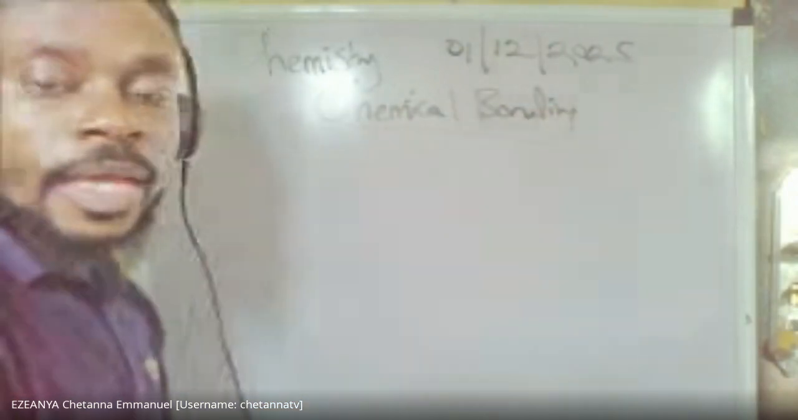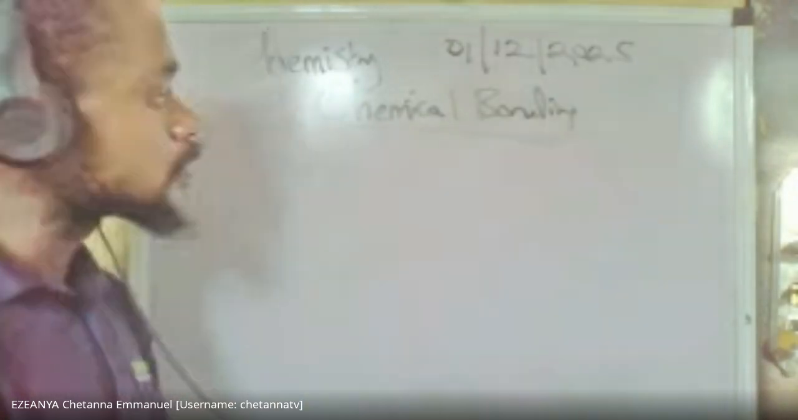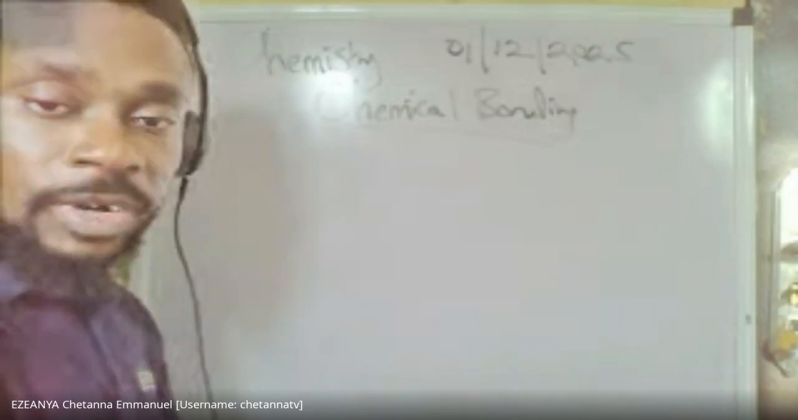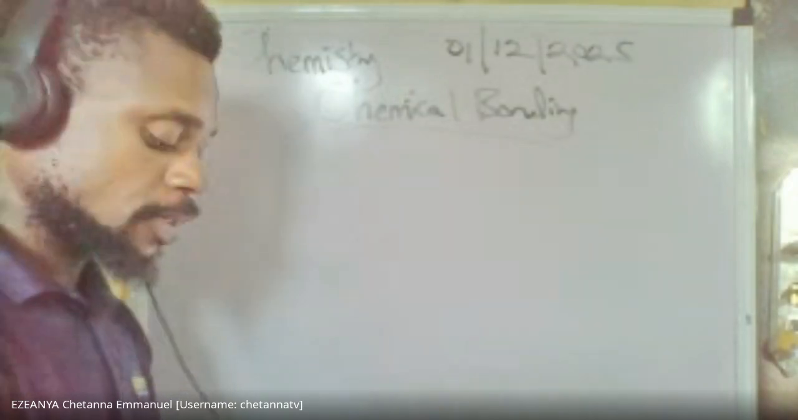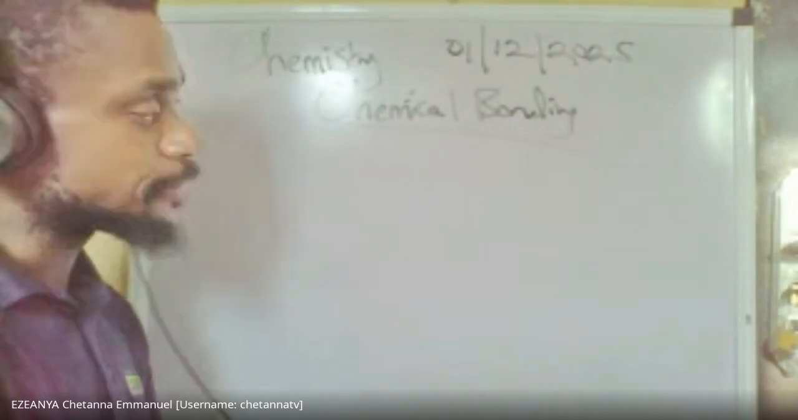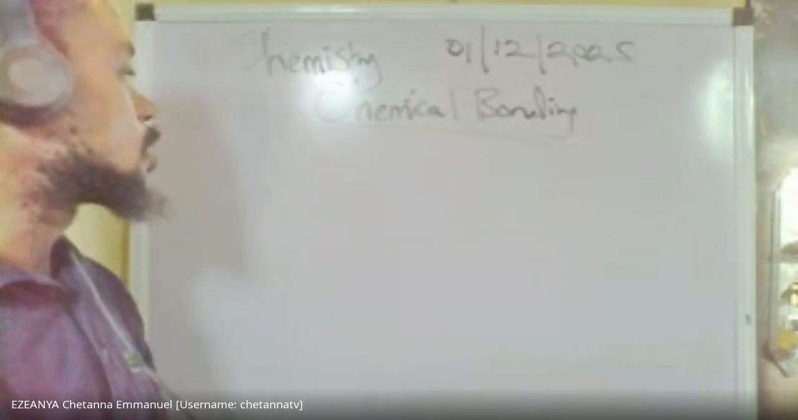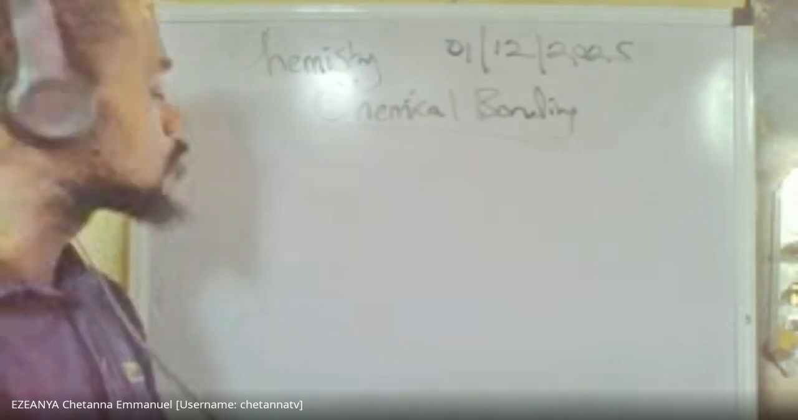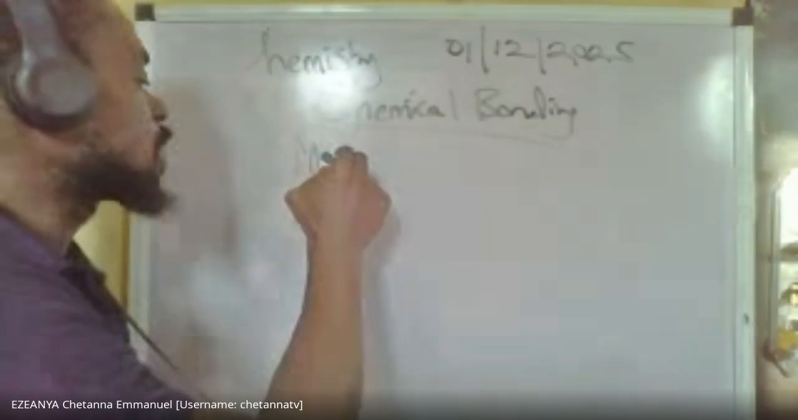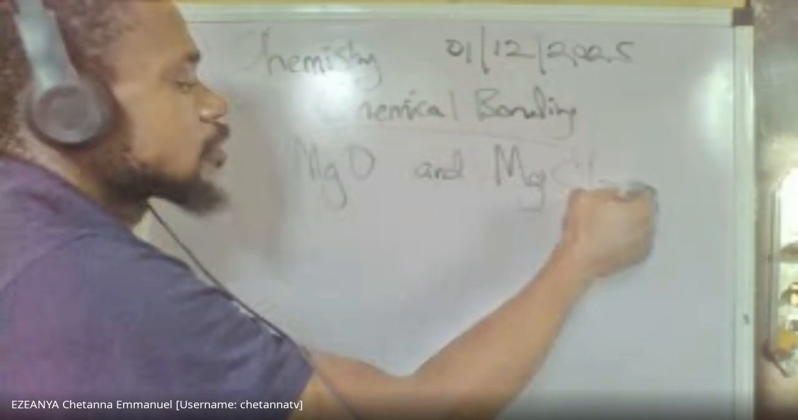In our last class, we stopped somewhere in electronic or ionic bonding. We stopped at the properties of compounds formed from ionic bonding. I gave an assignment yesterday, so without wasting time, I would want to go over it so we can move on. I talked about the formation of magnesium oxide and magnesium chloride.